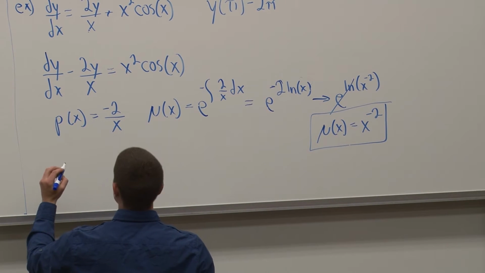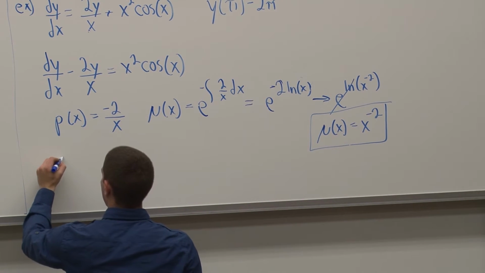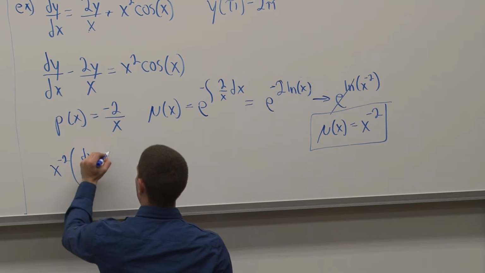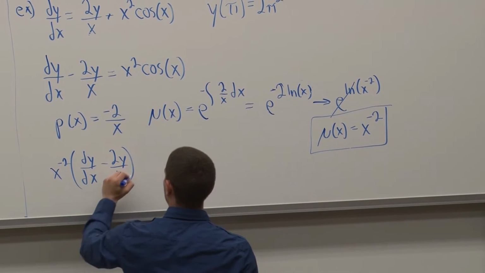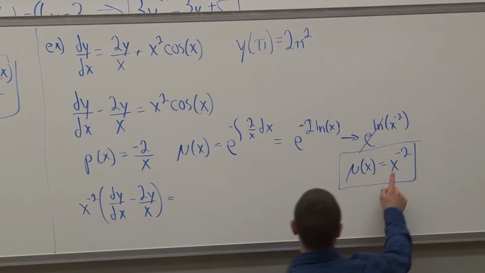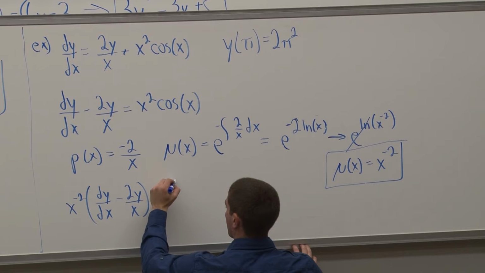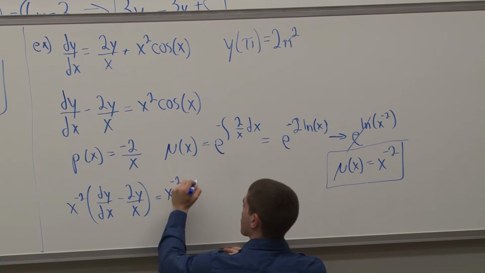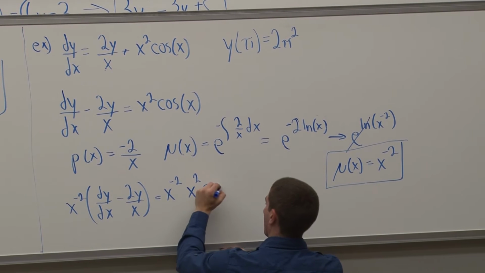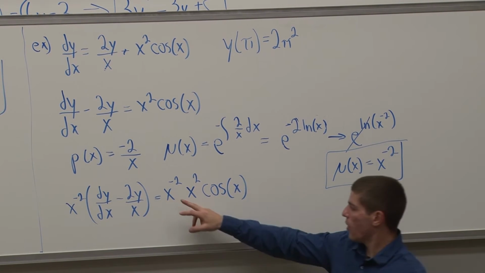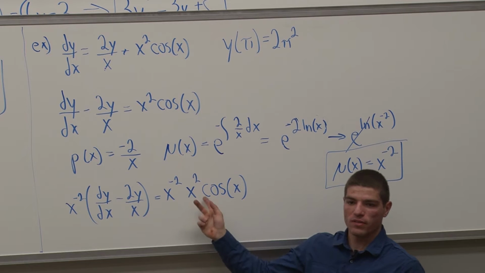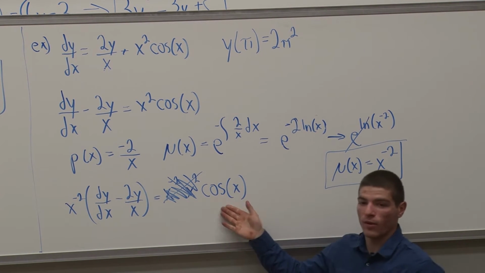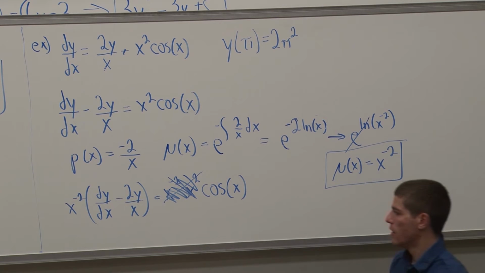OK, so we'll multiply mu of x, x to the negative 2, times dy/dx minus 2y over x equals, because you need to multiply mu of x by the entire equation, our x to the negative 2 times x squared, look, you see that cancels out, times the cosine of x. So as you can see, the negative 2 and the 2 are going to cancel out, so that's good. A lot of times, you have something cancel out on the right side with your q of x. All right, so that's good.